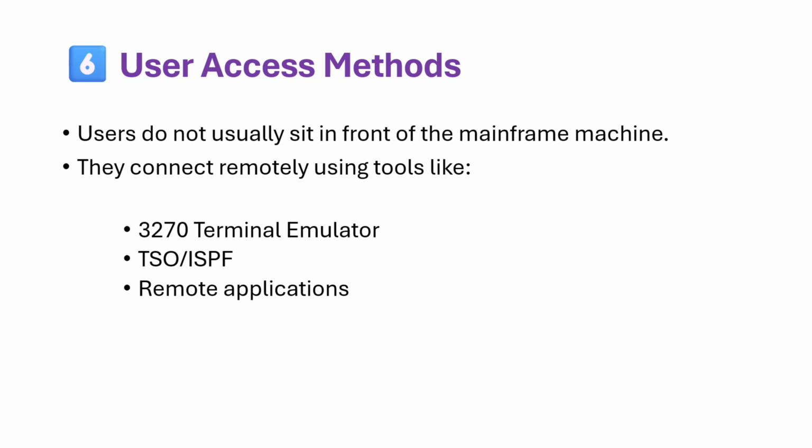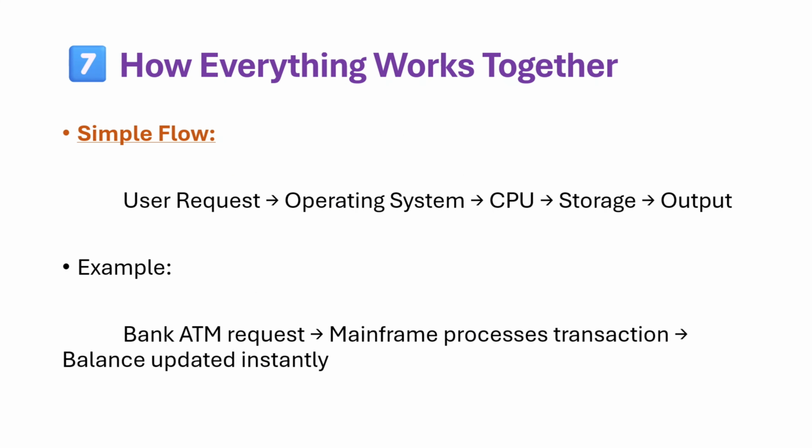Now let's see how all components work together. The user sends a request. The operating system receives and manages the request. The CPU processes the required instructions. Storage devices provide or save data. Finally, the output is returned to the user. This smooth coordination between components makes mainframes highly efficient.